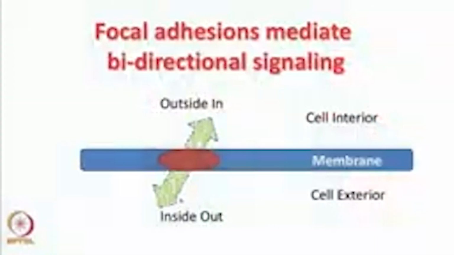Okay. So, focal adhesions, they would mediate bidirectional signaling. In other words, you can have outside in, or when the cell is pulling, it is transmitting information about the surroundings from the outside to the inside, or you can have inside out, in which the cell is probably pushing outside. Okay. Both these cases you have focal adhesions. So, it is perhaps not surprising that given the gamut of functions that these focal adhesions perform, there are so many different proteins present within a focal adhesion.